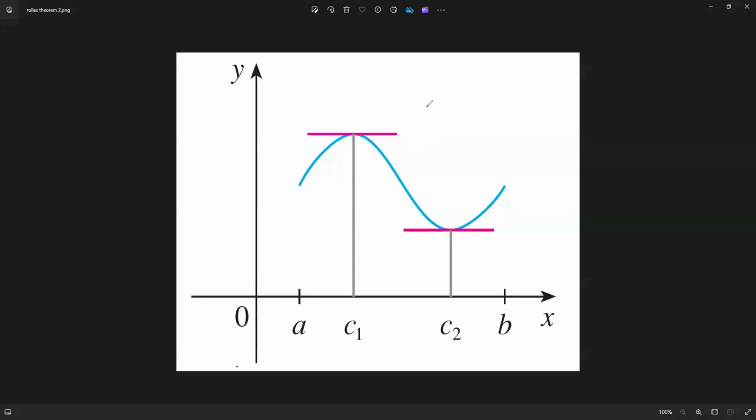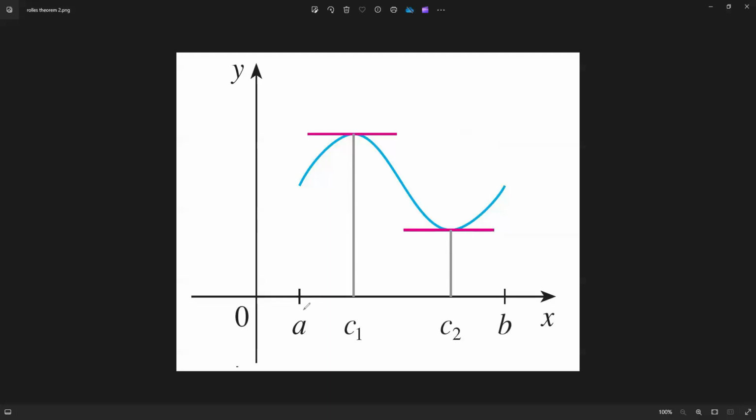There is no sharp corner, something like this. There is no sharp corner for this graph anywhere. So the given graph is differentiable on the open interval (a, b). So the given graph meets the second condition of Rolle's theorem. Okay, now the third condition is f(a) and f(b) must be equal.